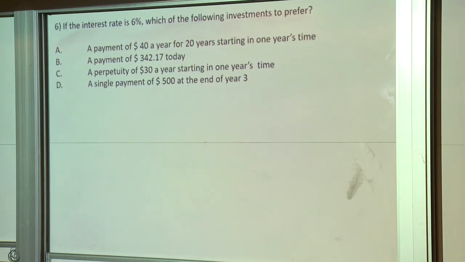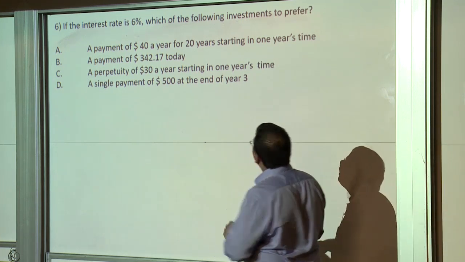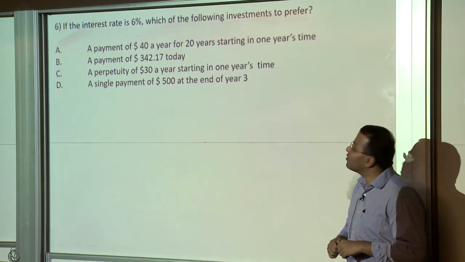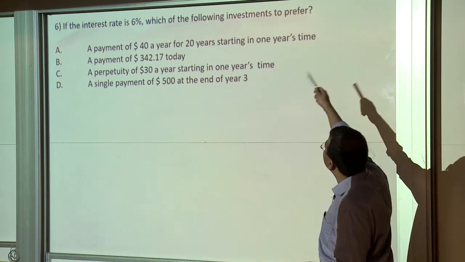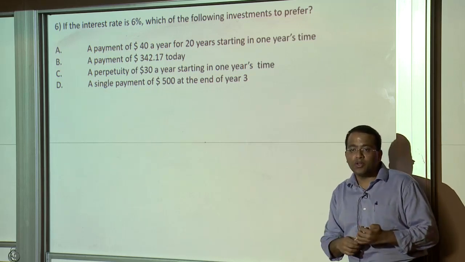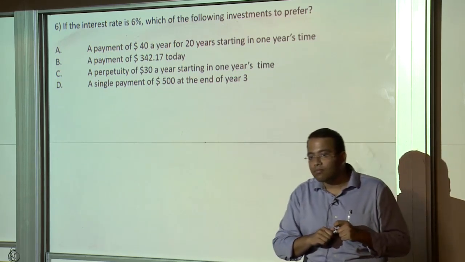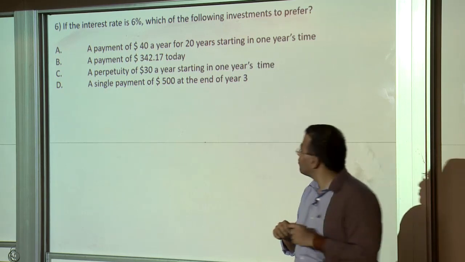Moving on. Question number 6. If the interest rate is 6%, which of the following investments would you prefer? There's a typo there. It should read: which of the following investments would you prefer? But anyway, how would you go about doing this question? What would be your strategy? First, eliminate the ones that are obviously not right, that you don't need to do calculations for.